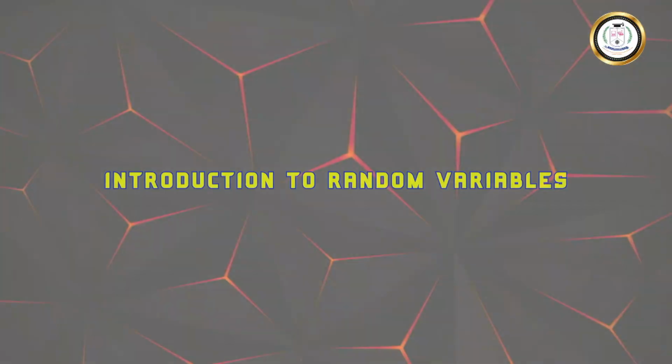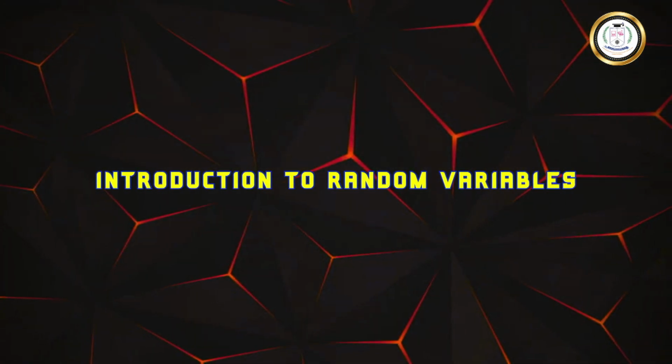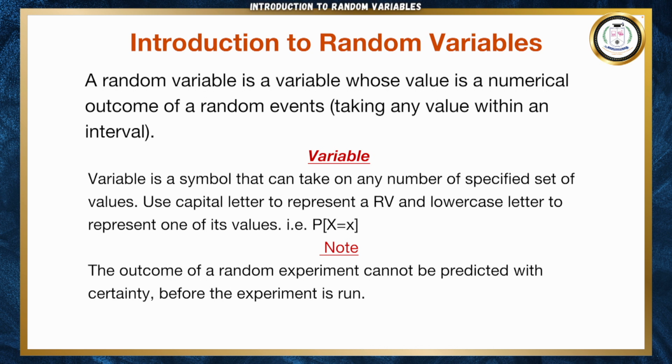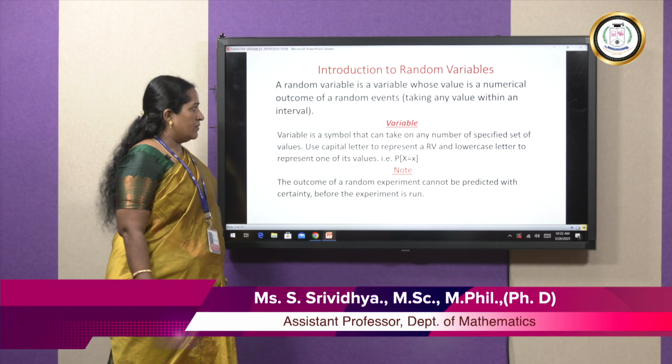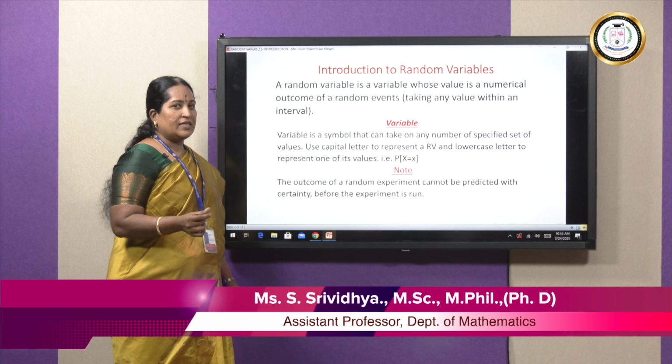In this lecture, we shall see the introduction about random variables. Introduction to random variables. A random variable is a variable whose value is a numerical outcome of a random event taking any value within an interval. That is, we can take any value within a limit.